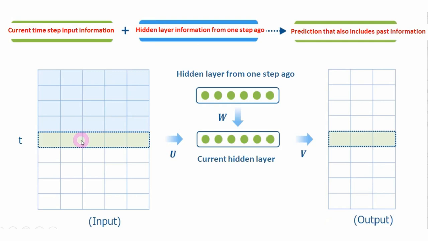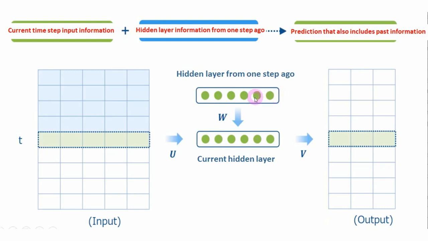So, let me explain how a recurrent neural network, or RNN, works. The basic idea is this. When we want to make a prediction at the current time step, let's call it time t, we don't have to use only the data we have right now. We can also use information from the previous hidden layer. That hidden layer came from time t-1, and it already contains useful past information.